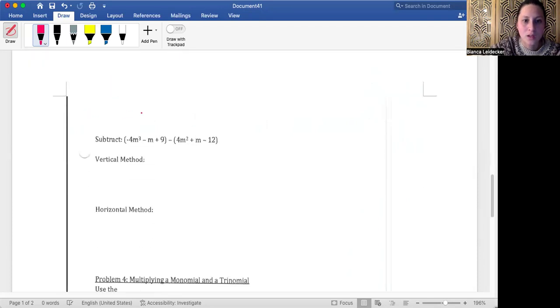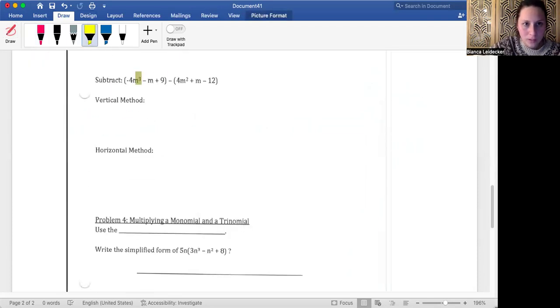Okay, so look in here. I now have a subtraction symbol. And so if I'm doing this vertical method, I'm lining them up. All my like terms I'm lining up. However, when I'm subtracting, everything here becomes the opposite sign. So if this was a positive, I'm now making this a negative. I'm adding the opposite.